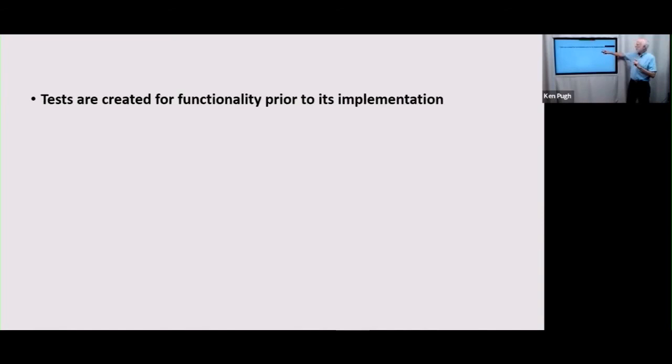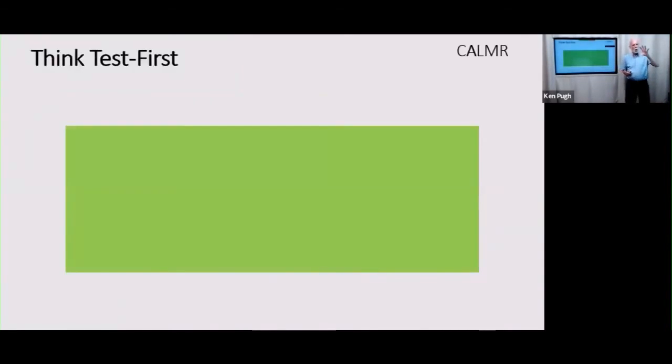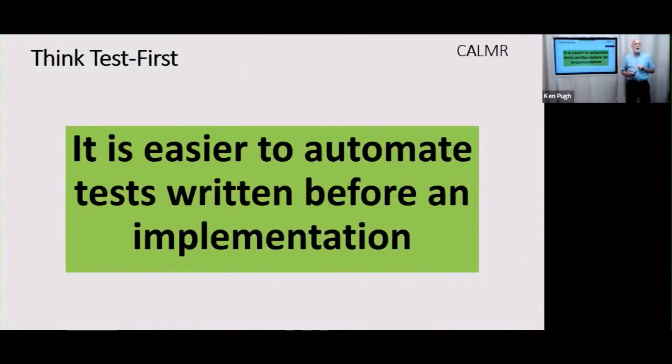Tests get created for the functionality prior to the implementation to make sure we're building the thing right. And this is where we have the developer, tester, and customer as our triad. They're all responsible for the quality of the product. So now, they're always thinking tests first.